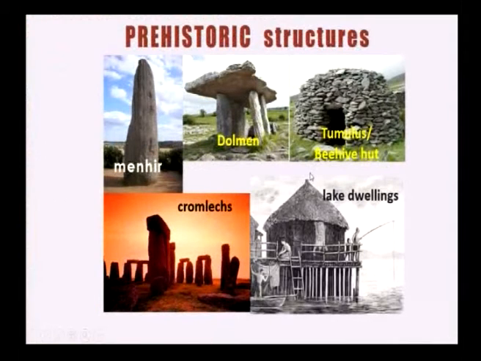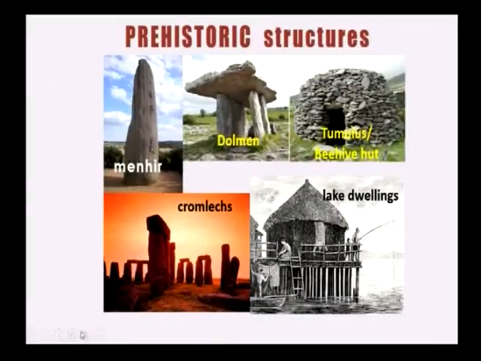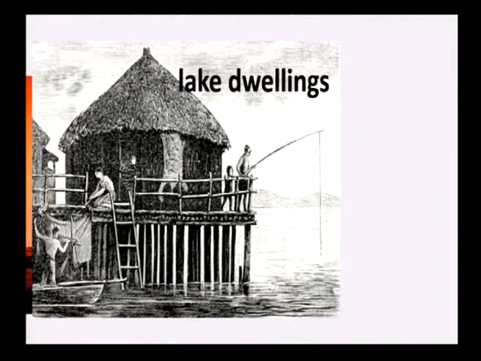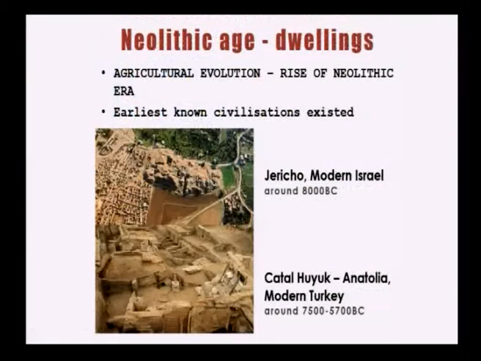Next we see lake dwellings. Lake dwellings, as discovered in the lakes of Switzerland, were mainly found in the valleys of rivers and were posted, as you can see. They consisted of wooden huts supported on wooden piles and were so placed for protection against hostile attacks of all kinds. Now we will look at the Neolithic age and dwellings in the Neolithic age.